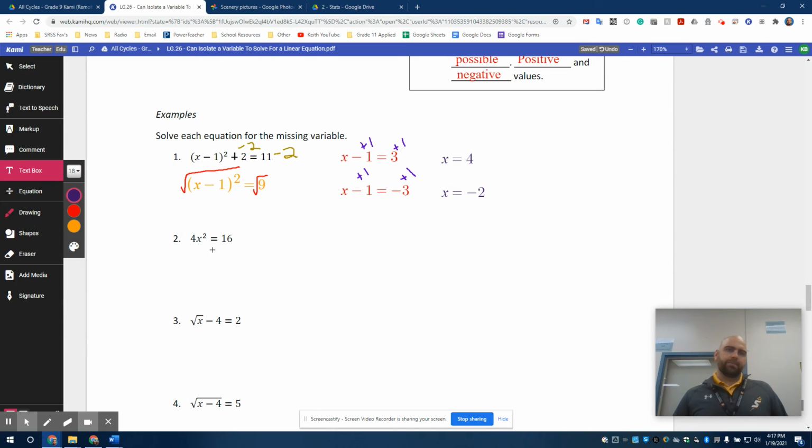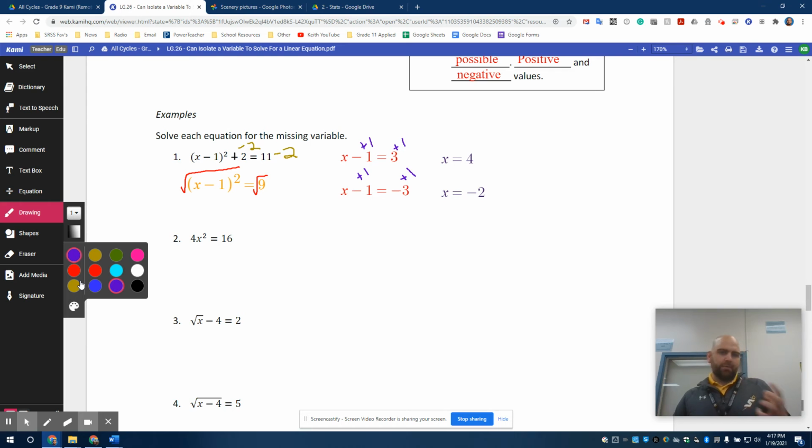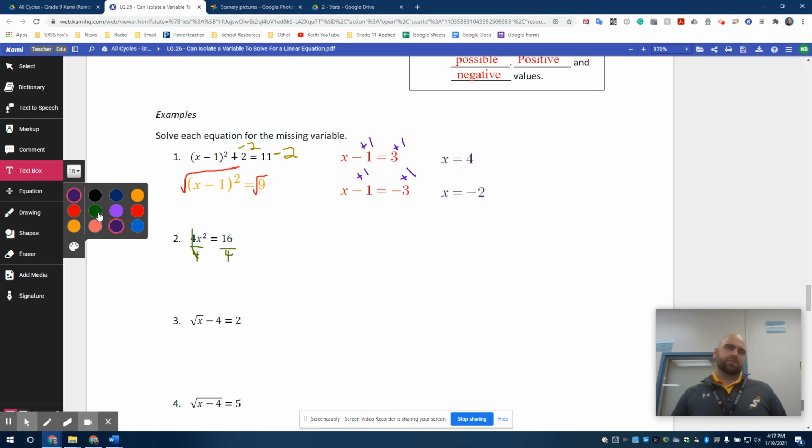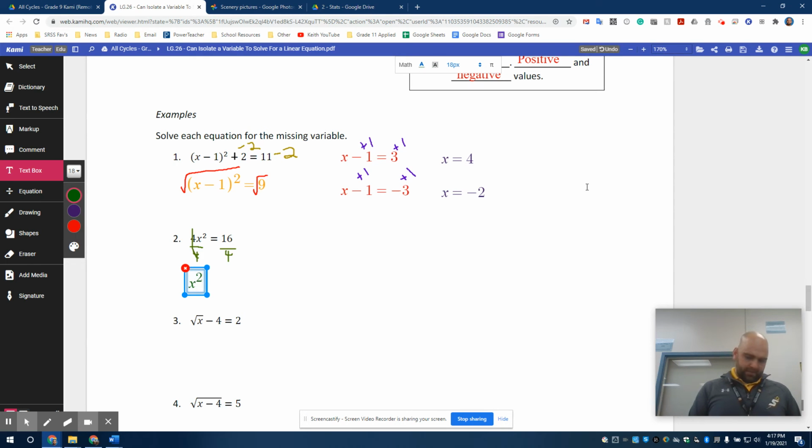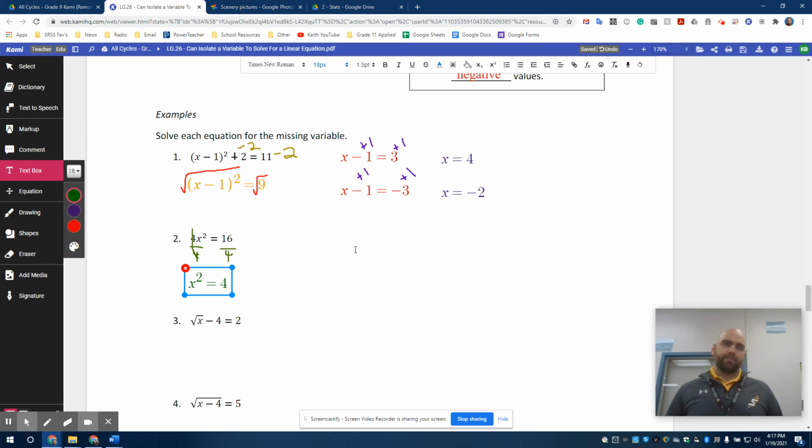This next one here, we have 4x squared is equal to 16. Again, we want to get x squared all by itself. So what we need to do is divide both sides by 4. We need to get rid of that 4 because 4 is being multiplied to the x squared. It's going to eliminate the 4. And so this is then going to become x squared is equal to 4.